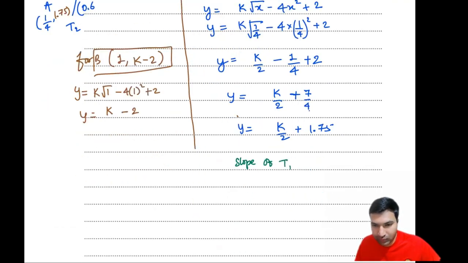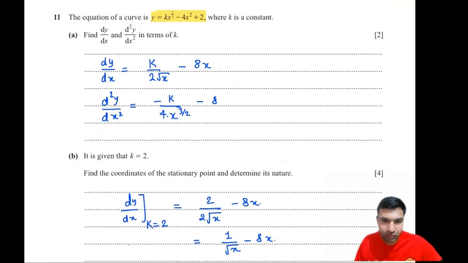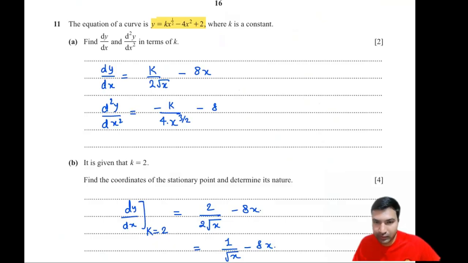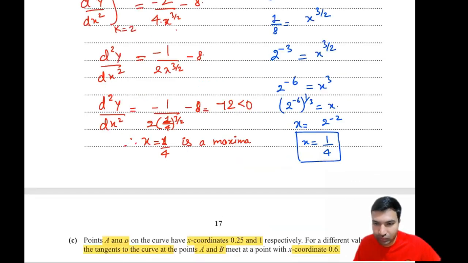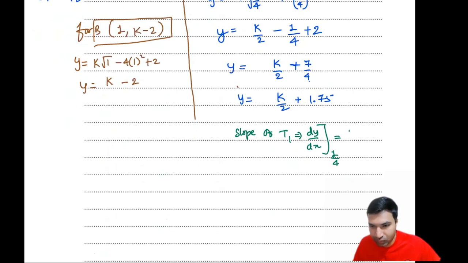Slope of T1 is basically dy by dx at x equal to 1 by 4. So what is dy by dx? We have found in the previous question itself, which is k over 2 root x minus 8x. K over 2 root x, with x as 1 by 4, minus 8x.